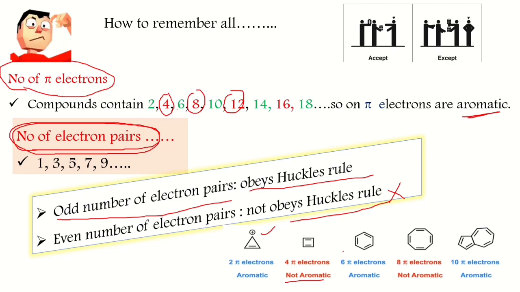Again, an odd number of electron pairs. So here 1, 2, 3 pi bonds are there. So here the number of pi bonds is an odd number. So it is aromatic. Again, cyclooctatetraene has 8 pi electrons. So that is the reason it is not aromatic. So, these are the examples. Thank you.